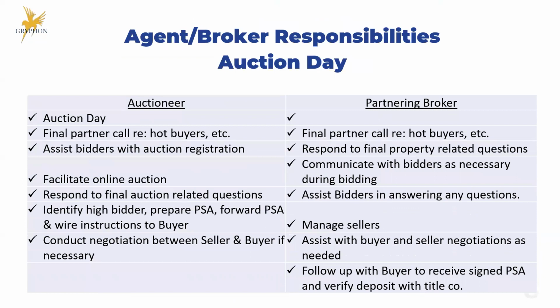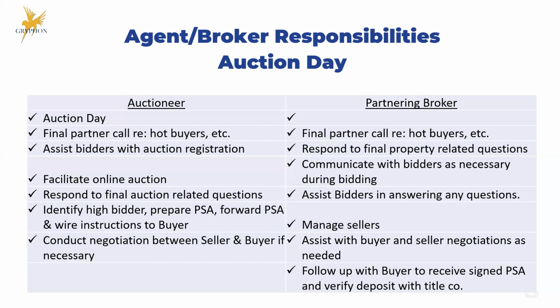On auction day, we're going to do a final partner call. We're going to see if we can identify what we think the high bid price is going to be at the auction. We're going to talk about who the hot buyers are. We're trying to identify who we think might be the buyer. And believe it or not, if we talk to these folks enough, a lot of that information does become available. People tend to tell you what they're thinking if you just ask.